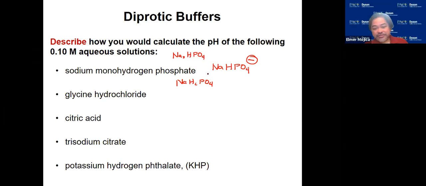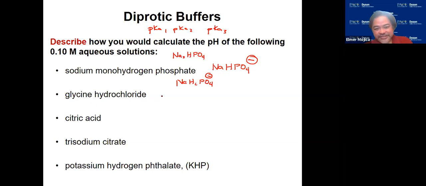Sodium dihydrogen phosphate. So how are you going to calculate this one? So this is what? The second thing. So this is the second calculation. So you might be given here what? 3 pKa? So it's between the first and the second Ka value.